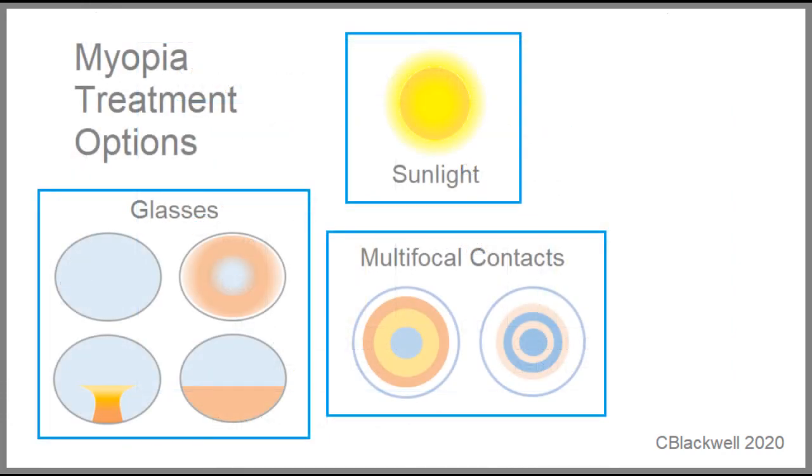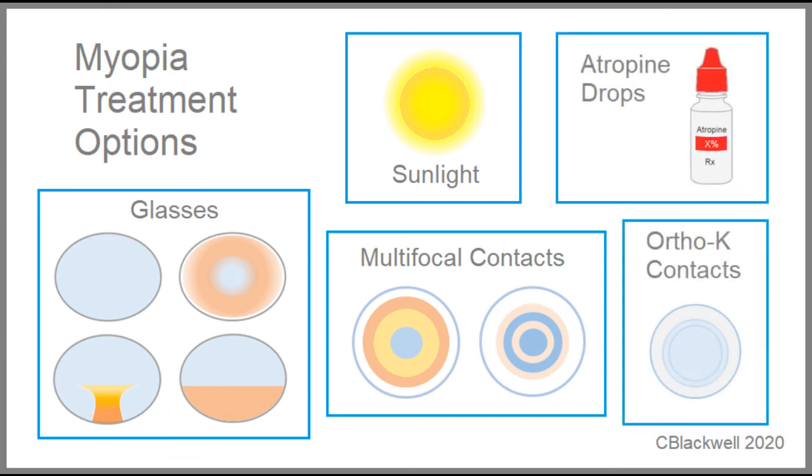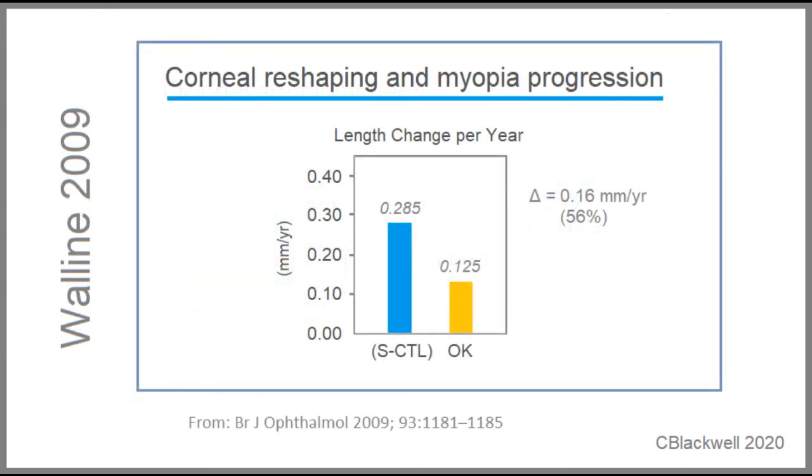That gave us a look at the methods we might have expected to work based on our understanding of emmetropization. But that is not all. There are 2 more methods, ortho-K contact lenses and atropine drops. Orthokeratology uses a lens made of a rigid plastic that temporarily molds the cornea with the purpose of changing the glasses prescription. Its effect on myopia development is thought to be through an effect on the peripheral refraction. It has had moderate success.